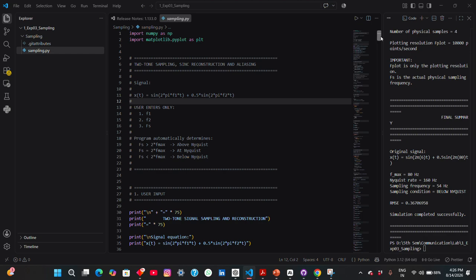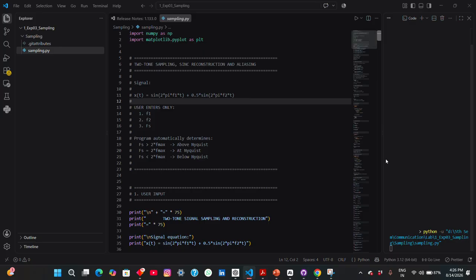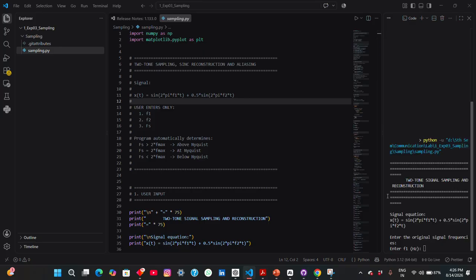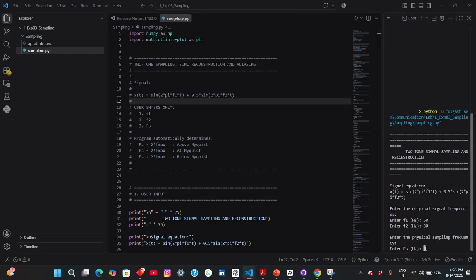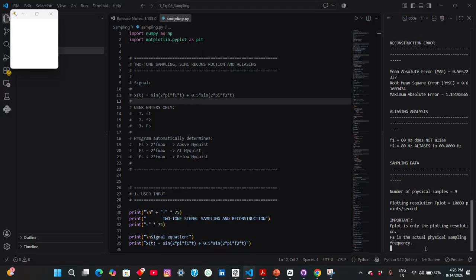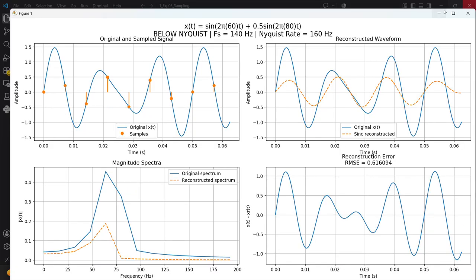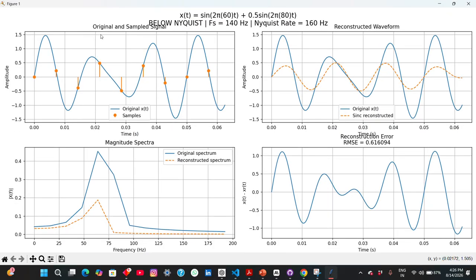Okay, so this is the program. Now, let's run this program. So let's first give F1 60 Hz, F2 80 Hz, and let's take a sampling frequency of 140 Hz. Then we can see this is the output.